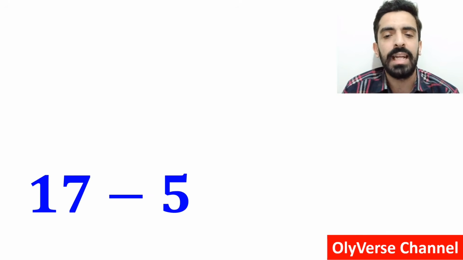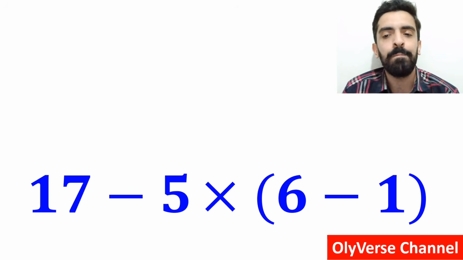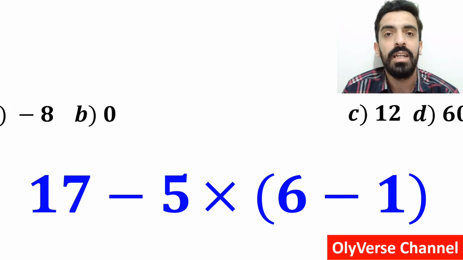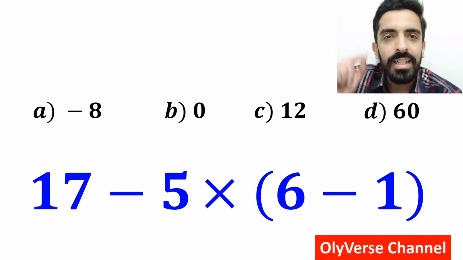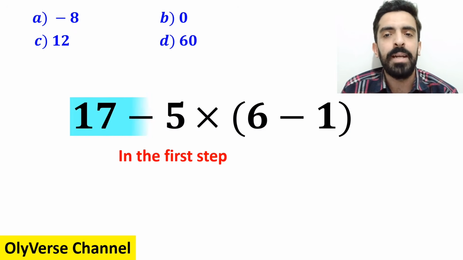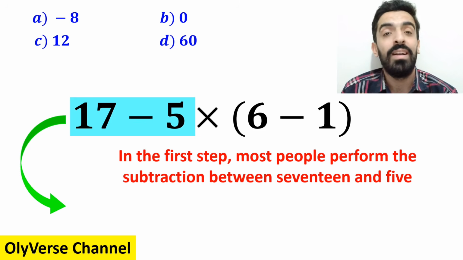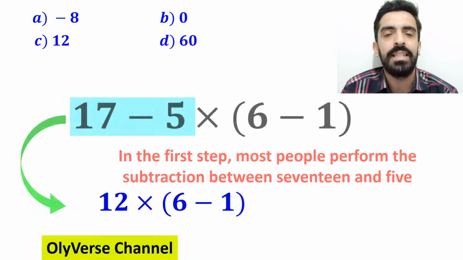What is the value of the expression 17 minus 5 multiplied by open parenthesis 6 minus 1 close parenthesis? Which option do you think is the correct answer to this question? Let's take a closer look and solve it together. And the first step, most people perform the subtraction between 17 and 5, which I have highlighted in blue. So, this expression simplified to 12 multiplied by 6 minus 1 inside the parentheses.